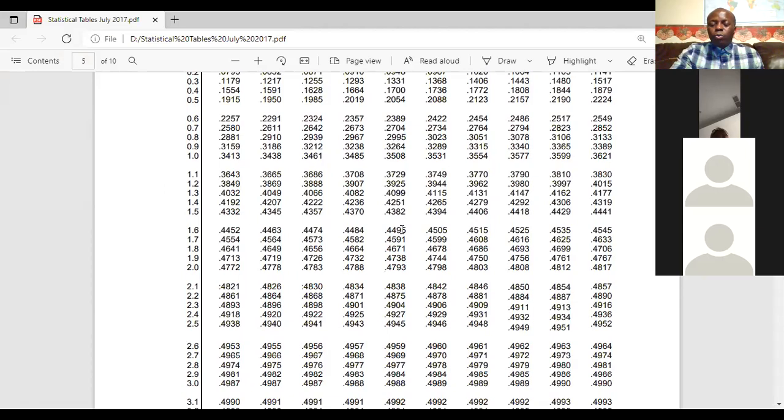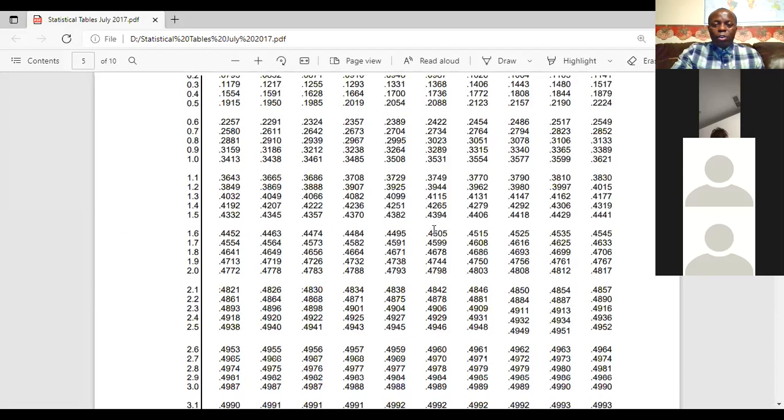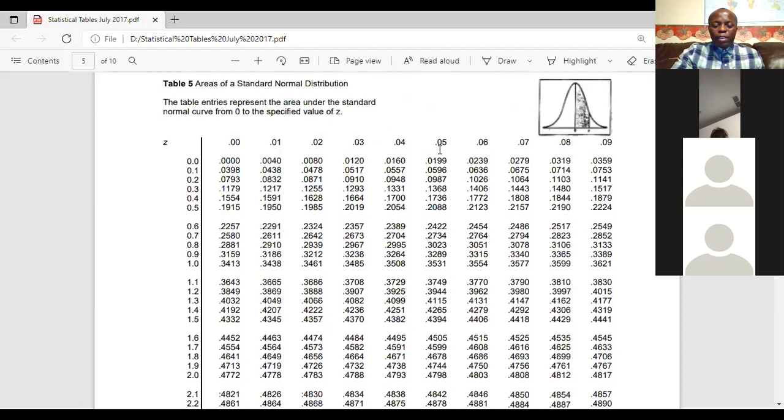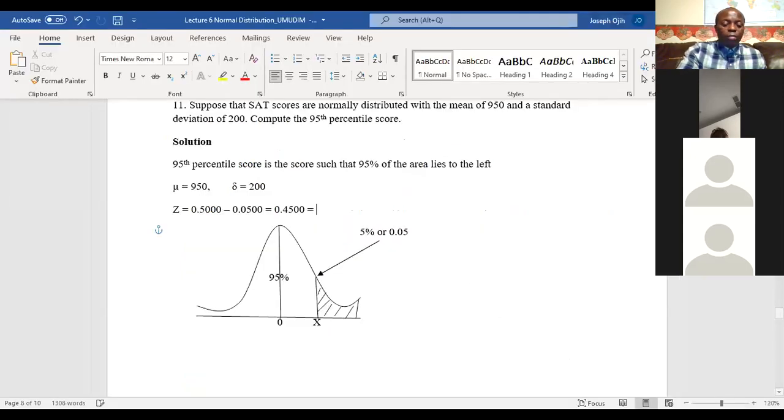When we have two numbers that are equally close, choose the bigger of the two, which is 0.4505. Then follow it to the left, 1.6, and up, 0.05, so that our Z becomes 1.65.